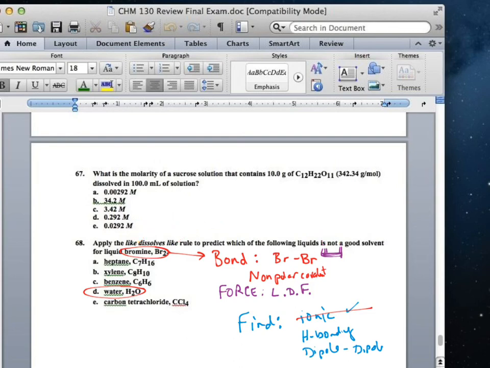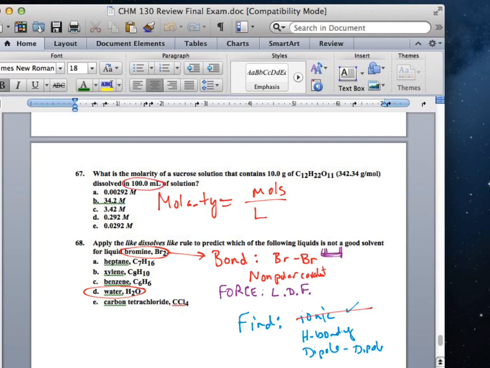No. 67. What is the molarity of a sucrose solution that contains 10.0 grams, that big long thing, dissolved in 100 milliliters of solution? What are they asking for? Molarity. Molarity is a horrible thing to determine. What is molarity? It is moles over liters. Do we know either of those values? Yes and no. It's kind of a little bit weird in that case. For those of you that said yes, that we know one of those values, what are you saying you knew?